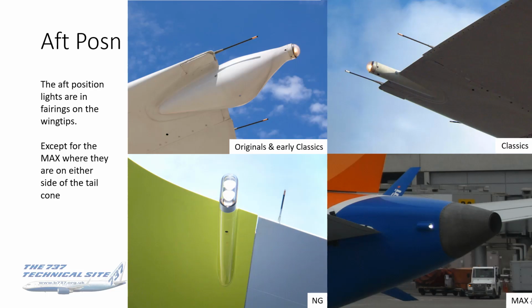And on the Max, because you've got these AT winglets, they couldn't really house it there, so it's gone onto the tail cone. That's the only generation where it isn't on the wingtip.